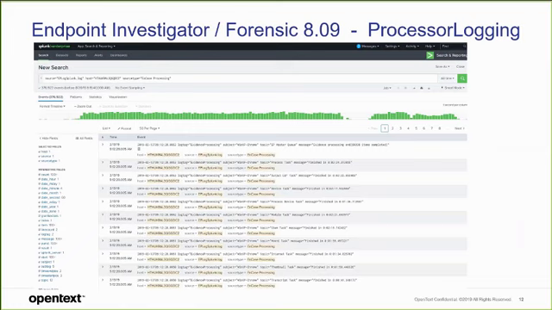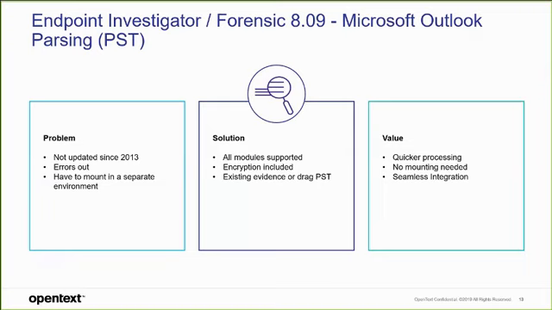Okay, let's continue on. I'd like to talk about Microsoft Outlook parsing, or PST file parsing. We have had that support for a long time. However, it's not been updated since 2013. So if you had Microsoft Outlook PST as part of your case in an evidence file, or a separate PST file for that matter, and it's 2013, 2016, or Office 365, it errors out saying that EnCase does not support it. And the only solution was to go get a separate tool or separate environment, mount it, and then extract the contents of the PST and then ingest it.